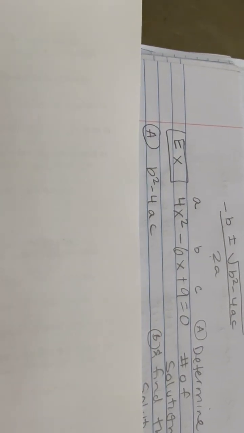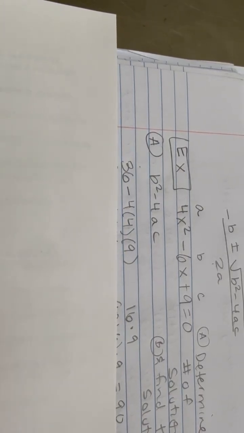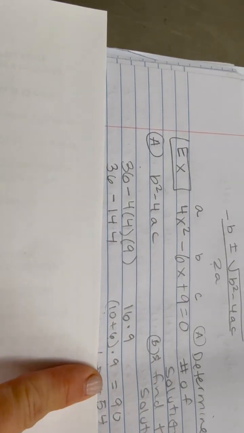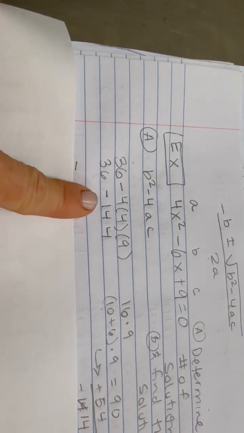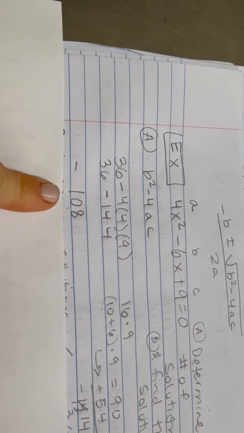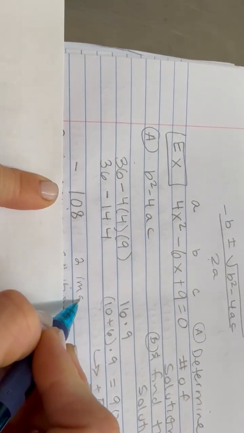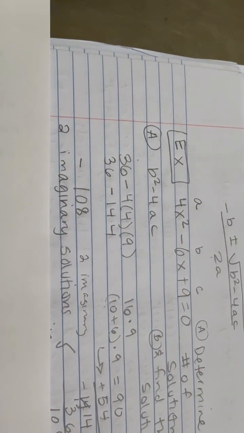This one is a lot harder because of the nature of the answer. So again, we would solve this using the quadratic formula. First, we'll determine the number of solutions with the discriminant. We do the calculation here. There's only 1 negative. And you can see I had to do my math over here. That's 90 and 54, which is 144. So 36 minus 144, that gives me negative 108, which means 2 imaginary. Which you can see that we wrote down just below.